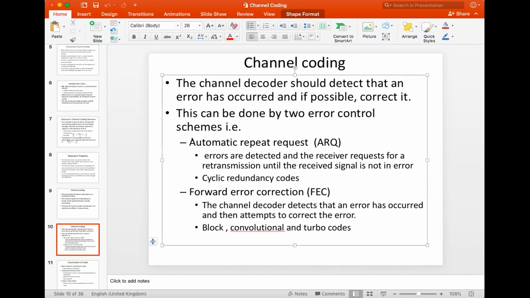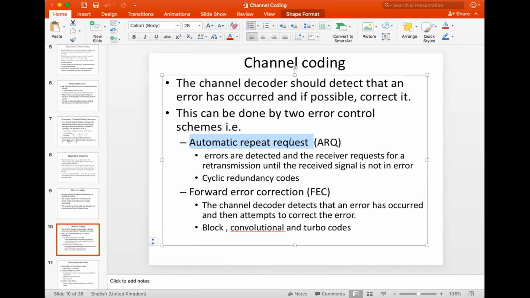automatic repeat request. In this one, the errors are detected. However, they are not corrected. So what happens is that you transmit your information, the receiver receives the information. If the receiver perceives that the information has been transmitted in error, it requests the transmitter to retransmit. Hence the name, automatic repeat request.